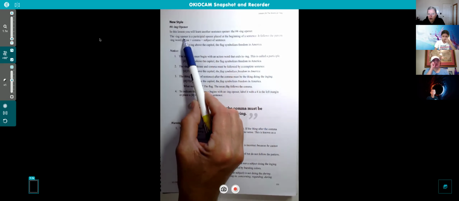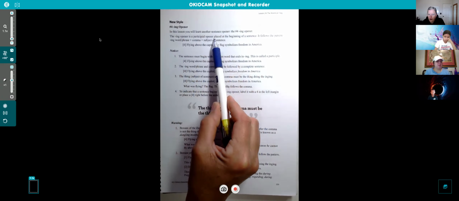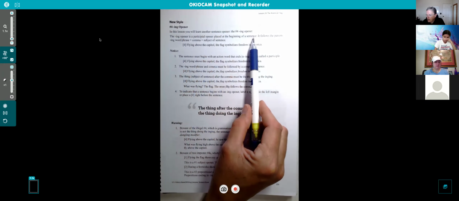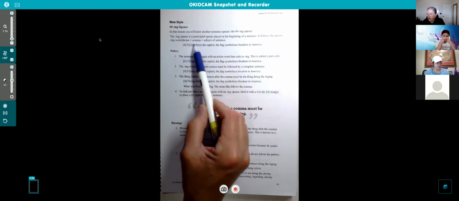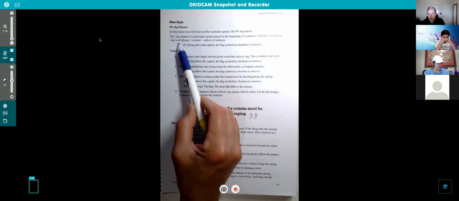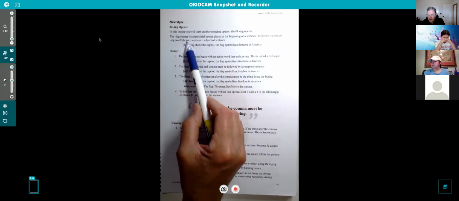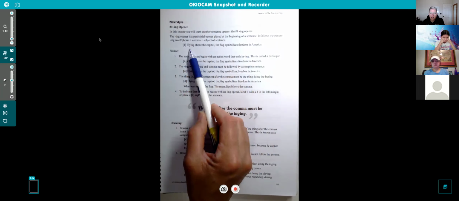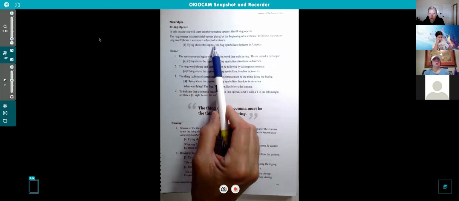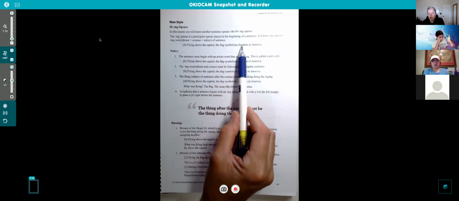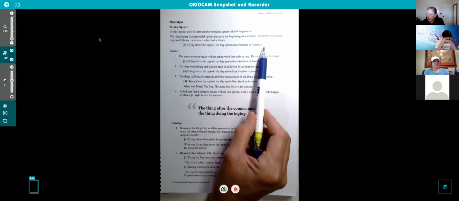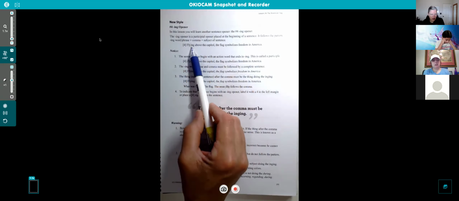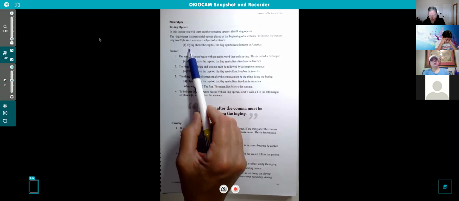The ing opener is a participle opener placed at the beginning of the sentence. It follows this pattern. Ing word, something that ends in ing, or the phrase, plus a comma, plus the subject of the sentence, like this. Flying above the capital, comma, the flag symbolizes freedom in America. So we have the ing, flying. That's the participle, ing.